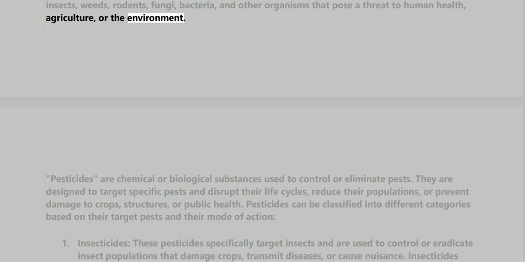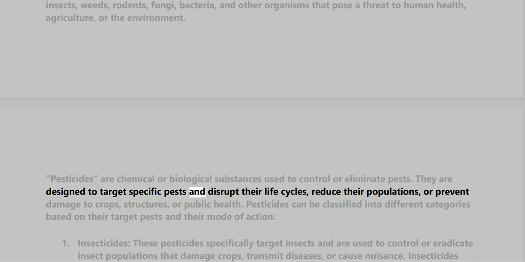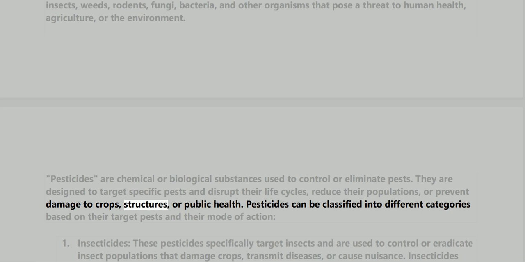Pesticides are chemical or biological substances used to control or eliminate pests. They are designed to target specific pests and disrupt their life cycles, reduce their populations, or prevent damage to crops, structures, or public health. Pesticides can be classified into different categories based on their target pests and their mode of action.